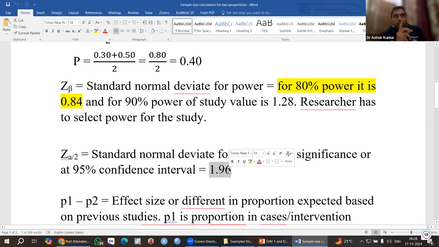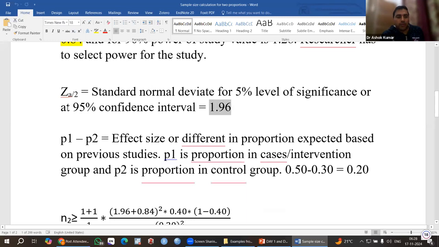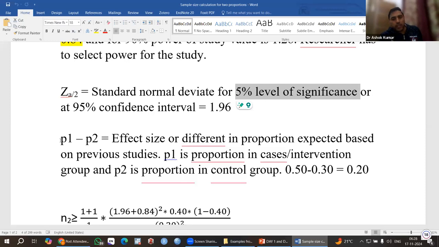Except for superiority and inferiority trials, it is always 1.96. Remember this: at 95%, always take the 95% confidence interval, also called the 5% level of significance. What is P1 minus P2? It is the effect size, or the difference in proportion between the experiment and control group.